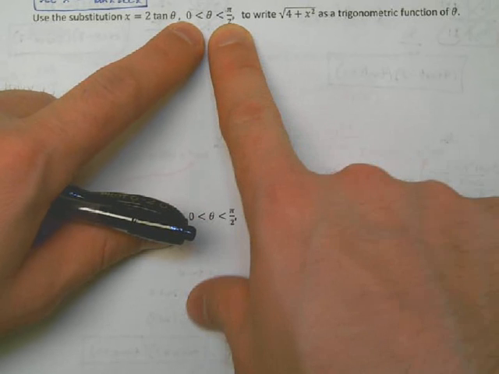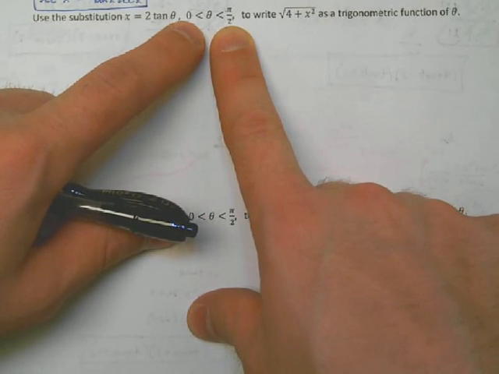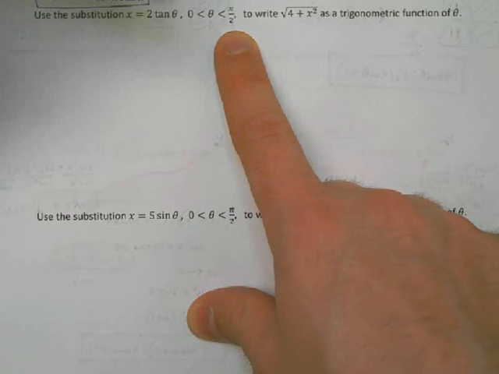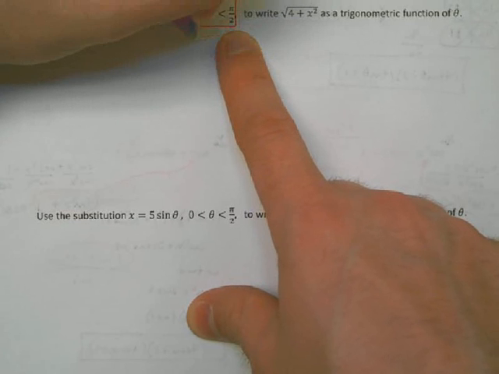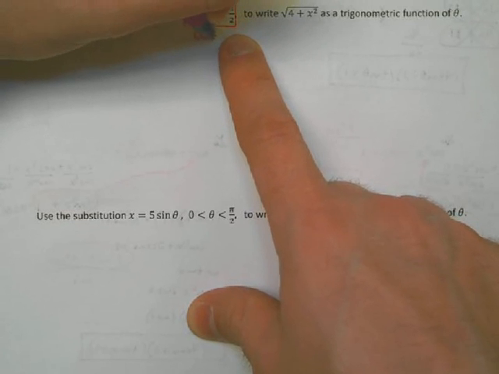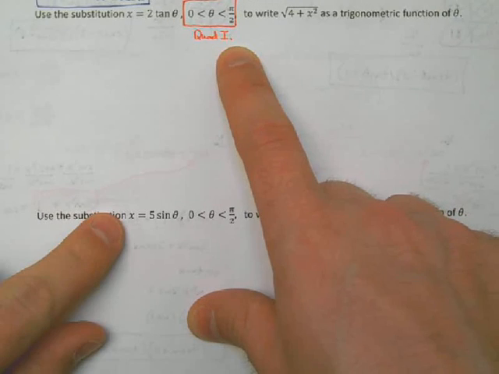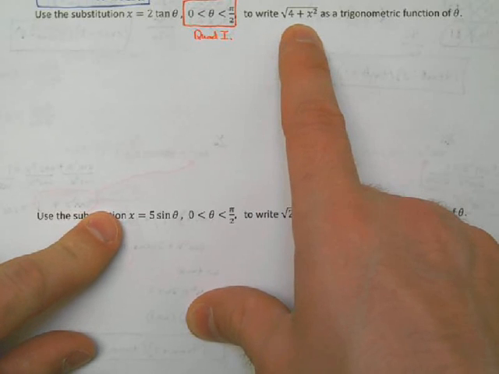So really what they're saying is, if I was to draw a triangle up here in the first quadrant between 0 and pi over 2, what I know is that x is equal to 2 tangent theta. And if I rearrange that, then I could say that tangent theta is the same thing as x over 2. That's the ratio, which means that the opposite side must be x and the adjacent side must be 2.